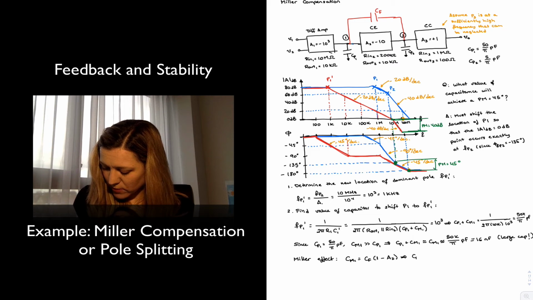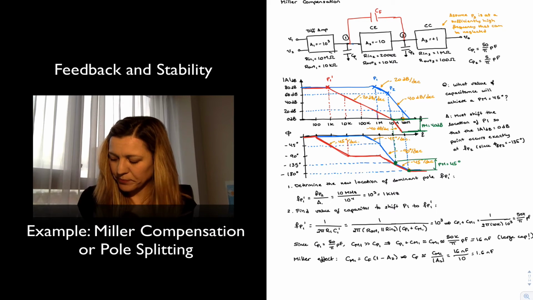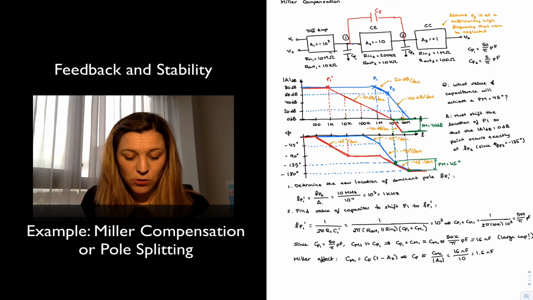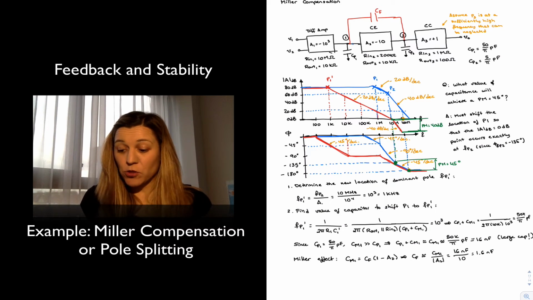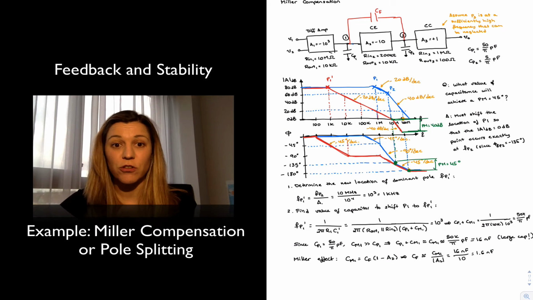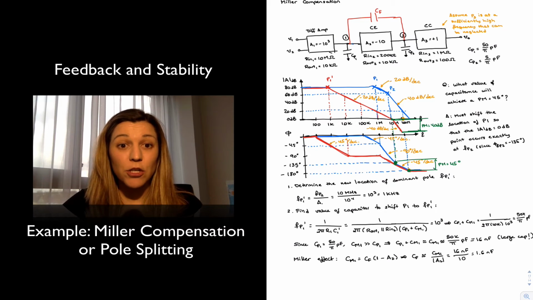And therefore, CF just needs to be equal to approximately CM1 divided by the gain, or 16 nanofarads divided by 10, which is 1.6 nanofarads. So that's great, that's a smaller capacitor, and it's going to give us the desired response. Now, I mentioned earlier that we have assumed that the location of P2 doesn't change by the introduction of this feedback capacitor, and that's technically not true. The location of the second pole will also change.